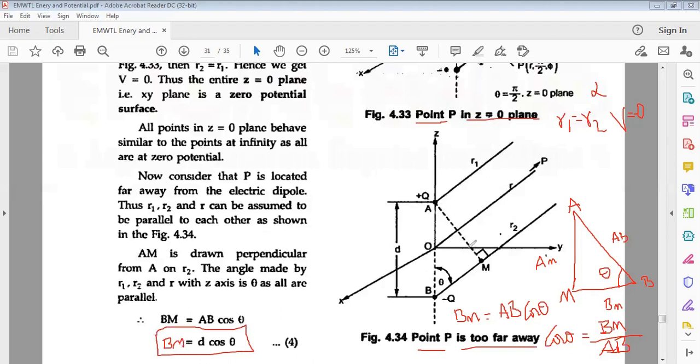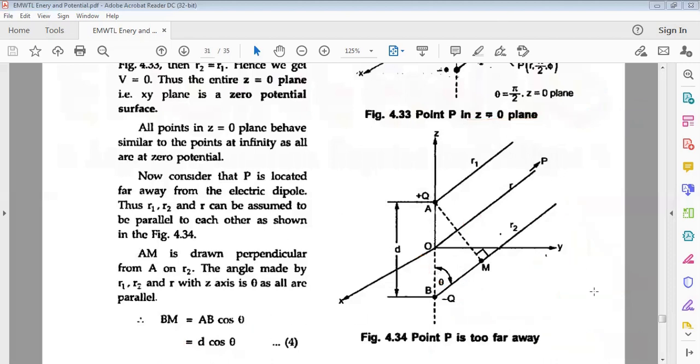After drawing the perpendicular line from A to M, the distance of R1 and R2 from M to the point P and from A to the point B is the same. Now, after drawing the line, in the right angle triangle BM is the adjacent side, AB is the hypotenuse, and AM is the opposite side of this theta. From that, BM is equal to D into cos theta. Why do you get the D? The distance of AB is D. Got it, my students?